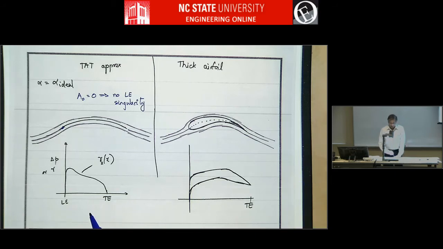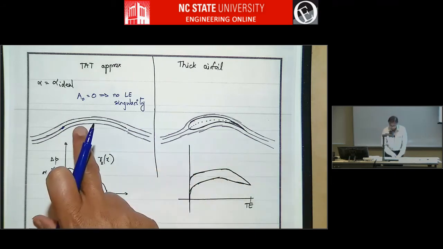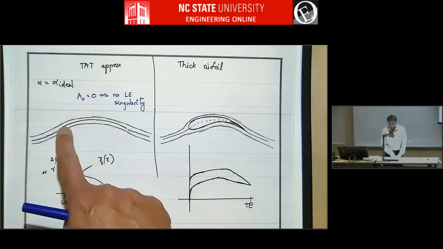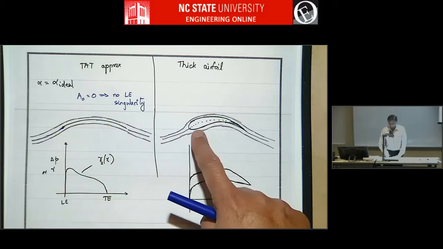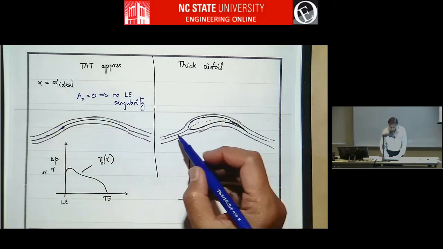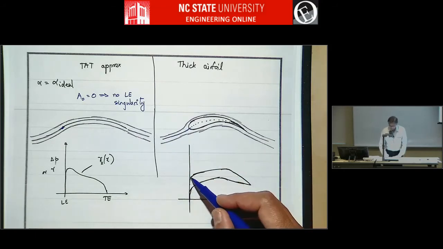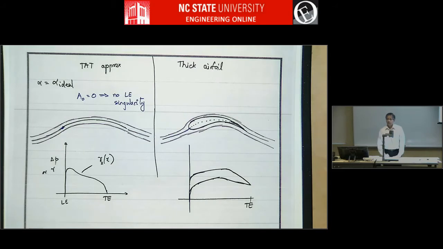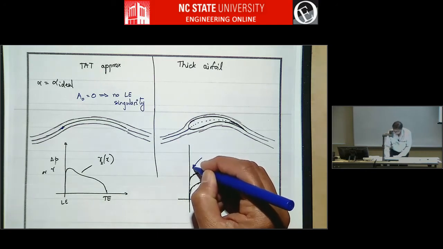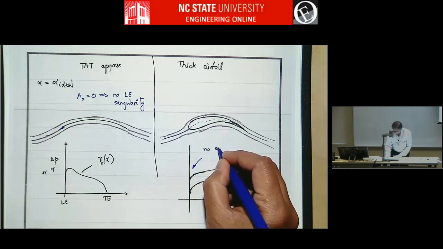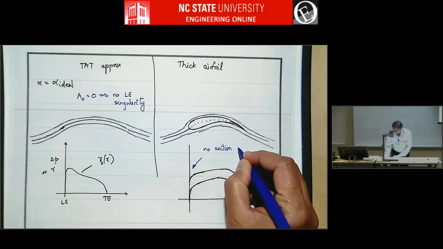In that condition on the thick airfoil, if you take the actual airfoil that this is approximating, the actual airfoil is thick, the stagnation streamline will come and hit the leading edge, and there will be no pressure peak on either the upper surface or the lower surface. No suction peak. We usually call that a suction peak, right?